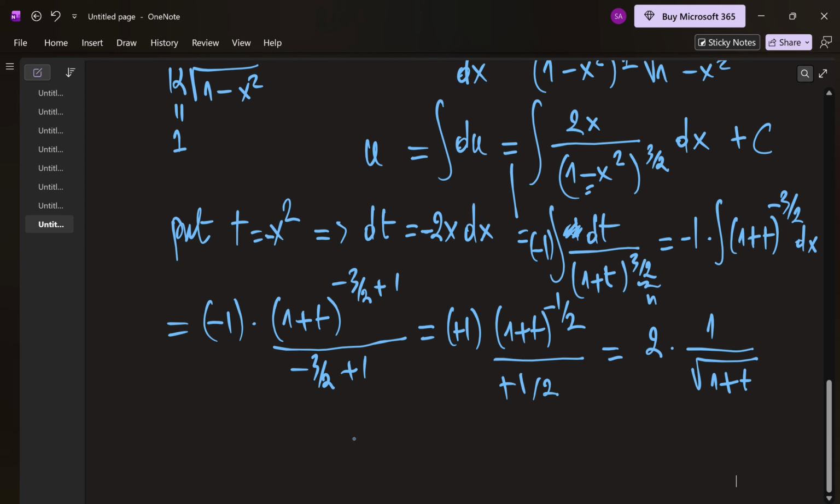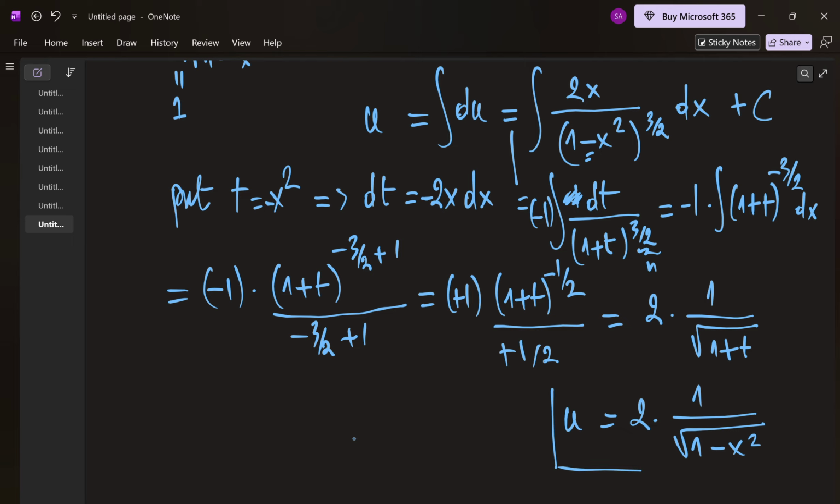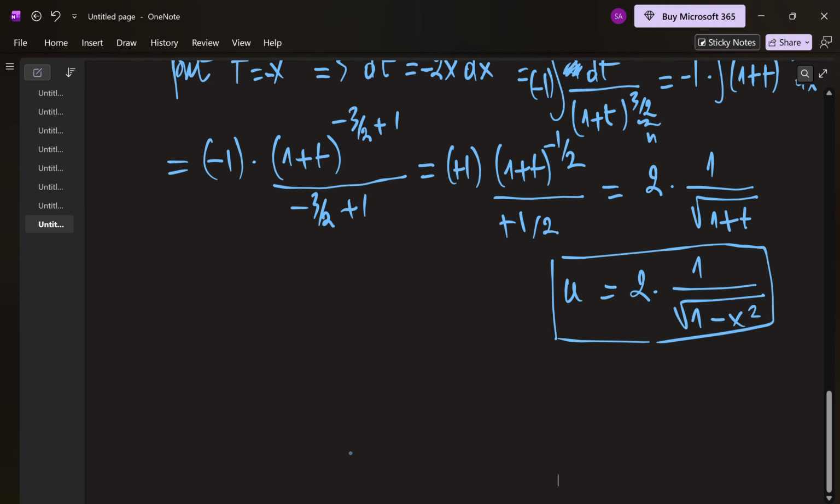Now you substitute back the real value of t. You will get it is equal to 2 times 1 over the square root of 1 minus x squared. All of this is the function u. Okay, now we continue. So when you take this, the final, remember that you should have a constant c here. So now I will continue.